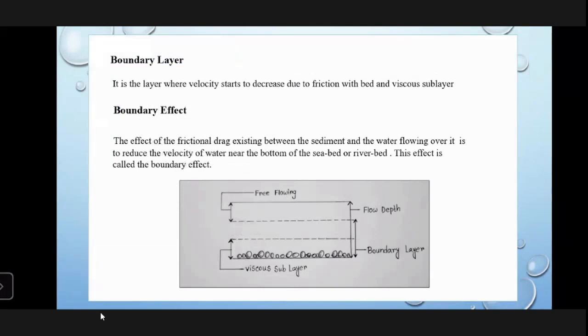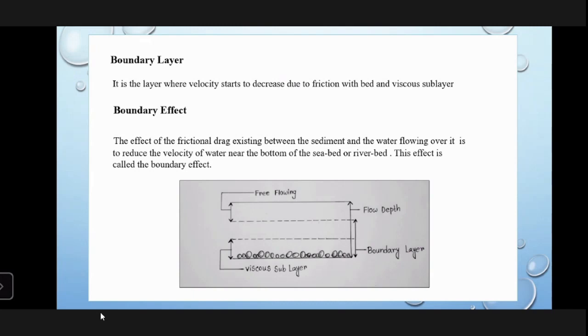To understand the boundary effect, we need to first know about free-flowing, boundary layer and viscous sublayer. As you can see in the diagram, free-flowing is the portion of flow unaffected by the boundary effect. Next, boundary layer. It is the layer where velocity starts to decrease due to friction with bed. And viscous sublayer is the portion of reduced turbulence, less than 1 mm thick, which decreases with increasing flow velocity.